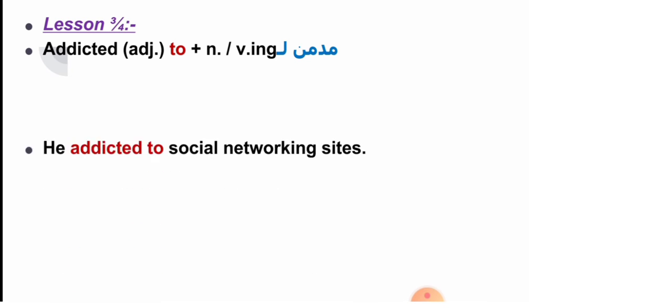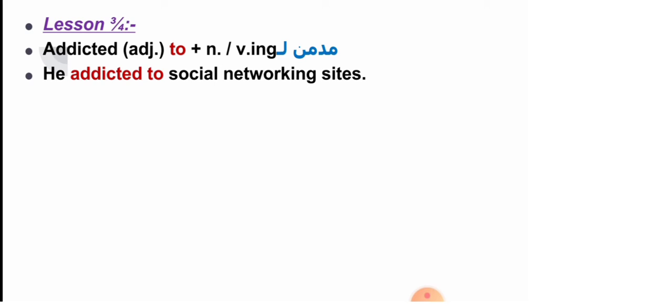Let's see the examples. He is addicted to social networking sites. He cannot stop himself from doing this. Let's continue. He is addicted to smoking. Okay, so addicted to, noun or verb ing.